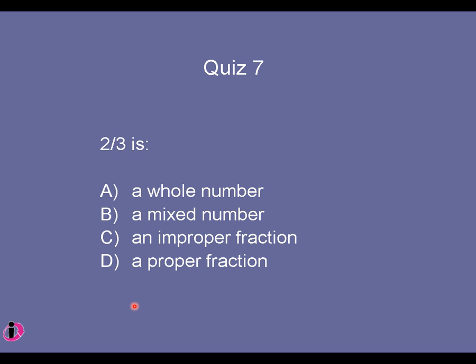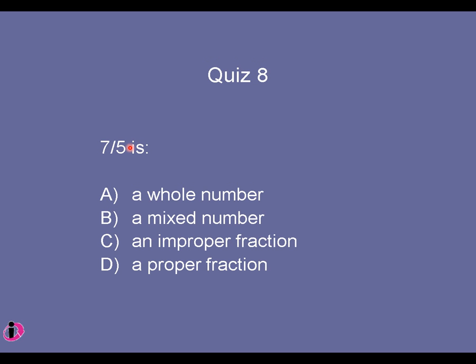What kind of fraction? This is a fraction, right? This is a proper fraction because the first number or the top number, meaning the numerator, is 2, which is smaller than the denominator, which is 3, right? How about this one? Improper, because the numerator is larger. The numerator is 7, right? And the denominator is 5.